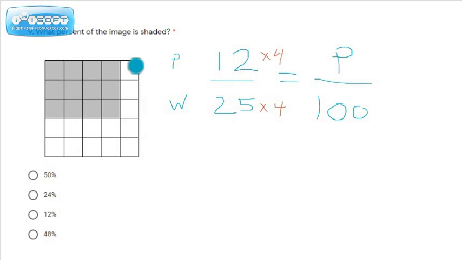If we count how many total squares there are, it's 1, 2, 3, 4, 5 going this way, and 1, 2, 3, 4, 5 going this way. So if we multiply 5 times 5, that would give us 25 total squares. And if we count just the shaded ones, that's 12 out of 25. So to figure out the percent that's shaded, we want to know what is that out of 100. Since 25 is compatible with 100, let's take advantage of that. Multiply 25 times 4, and then multiply 12 times 4 to get your answer.